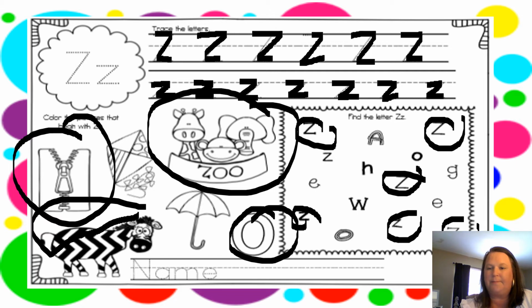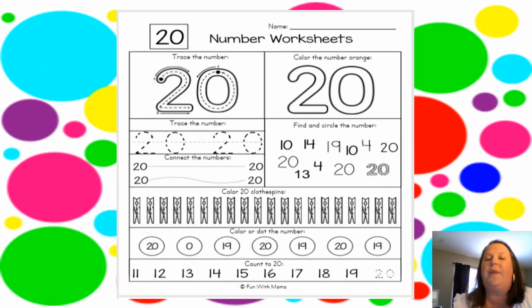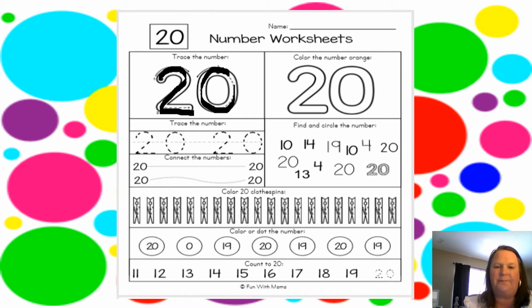All right. We are on the number 20 this week. And to write 20, you have a 2, excuse me, I'm so sorry, and a 0. 2 and a 0 make 20. It says color the 20 orange. I don't have orange. I have to color red.